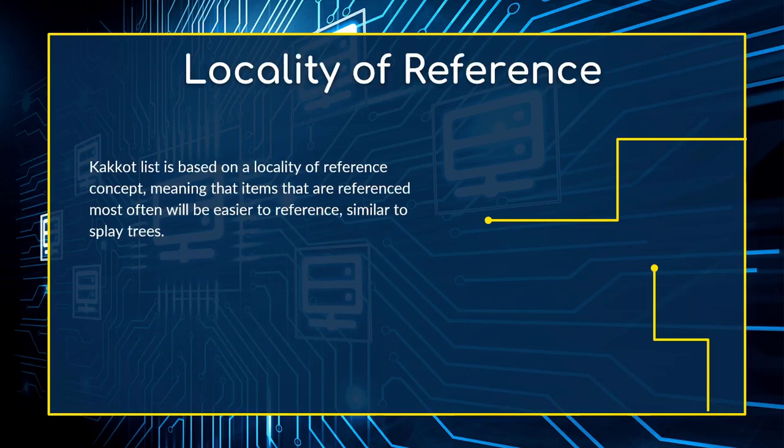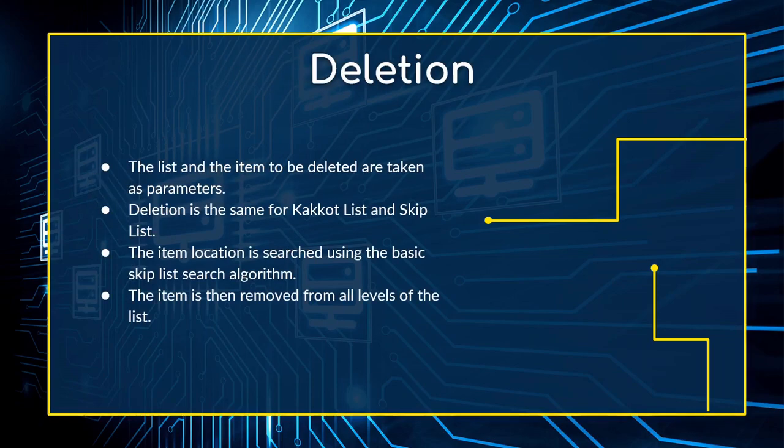Now I'm going to go over the locality of reference. The Kakkot list is based on the locality of reference, so it assumes that if you search for a key more than you search for other keys, then that key and the keys around it are more likely to be searched. This is similar to splay trees.